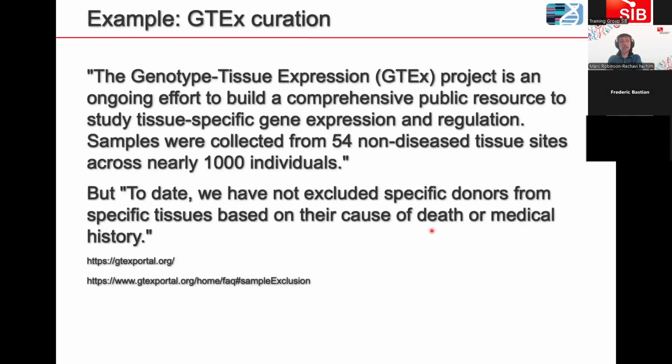So someone mentioned GTEx. GTEx is a very large project of gene expression to understand the relation between DNA level polymorphism and gene expression variation, so which SNPs guide change in gene expression. In version 6, here you have: samples were collected from 54 non-diseased tissue sites across nearly 1,000 individuals. That's what's said first in the GTEx. But if you go to the details of the documentation here, in the FAQ, which is very long, we have not excluded specific donors from specific tissues based on their cause of death or medical history. So in fact, here they're telling you it is not healthy. They do not guarantee this.